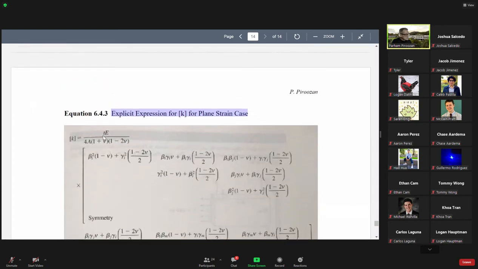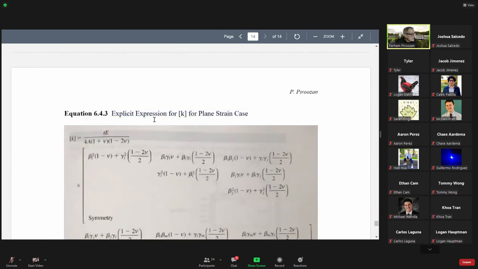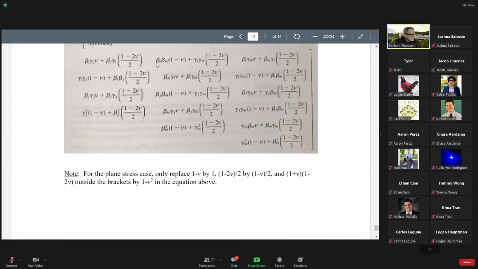actually. This is the thickness of the element, modulus of elasticity, area of the element, Poisson's ratio, and these are betas, betas, 1 minus 2 nu, betas, gammas, betas, and everything else very similar. All right, this is for plane strain case. Now, if it is plane stress, make some substitutions very similar to this one.